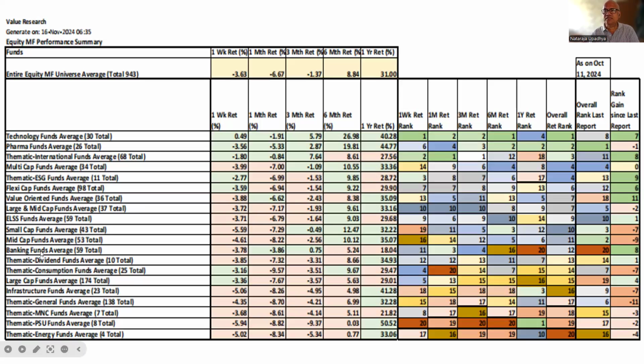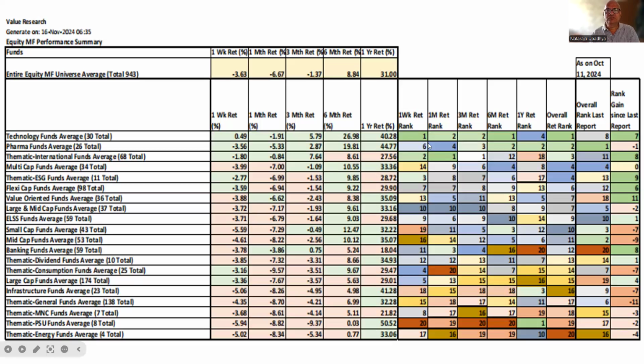Banking funds ranking improved by 8. Then dividend funds ranking improved by 1. Consumption funds ranking fell by 7. Large cap funds ranking improved by 4. Infrastructure funds ranking fell by 7. Thematic general funds ranking fell by 11. Thematic MNC funds ranking fell by 3. PSU funds ranking fell by 2. And last one, energy funds ranking fell by 4.